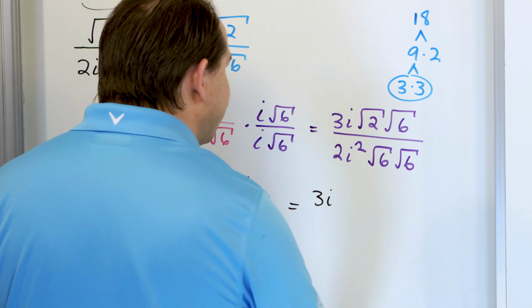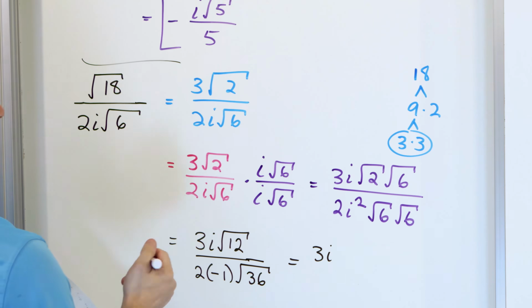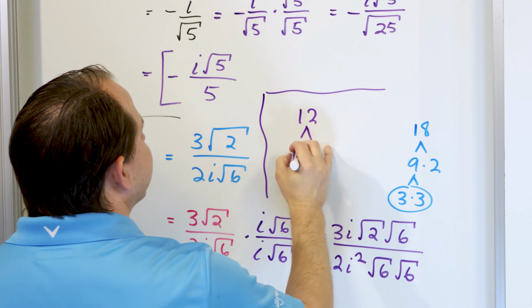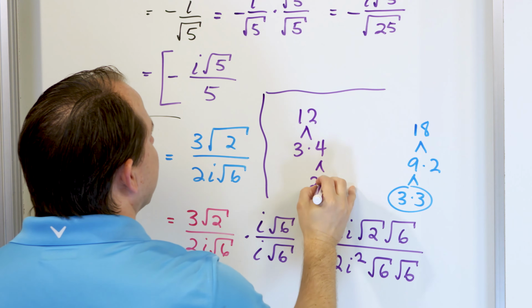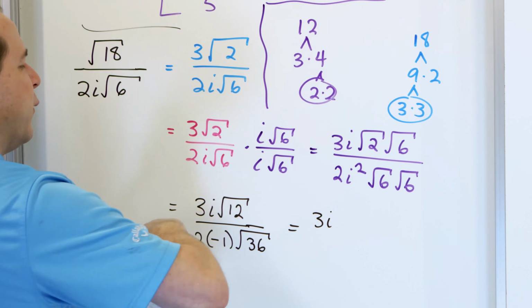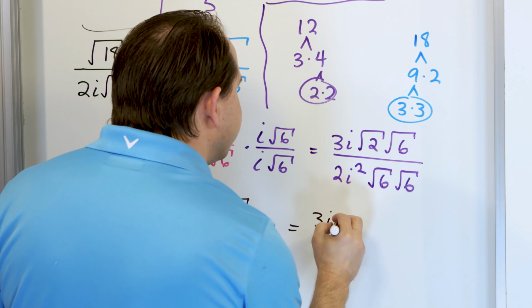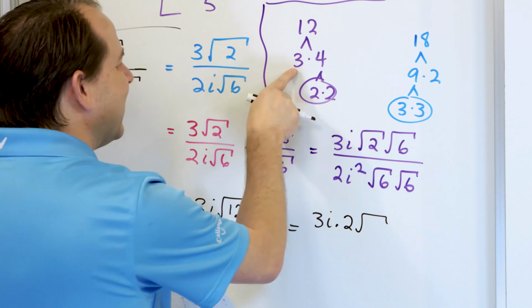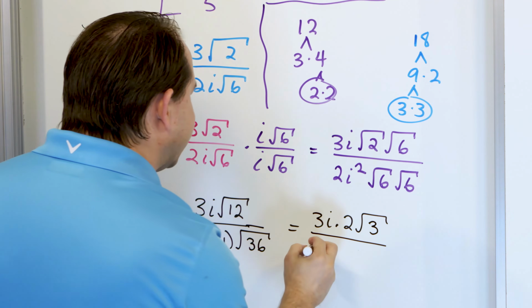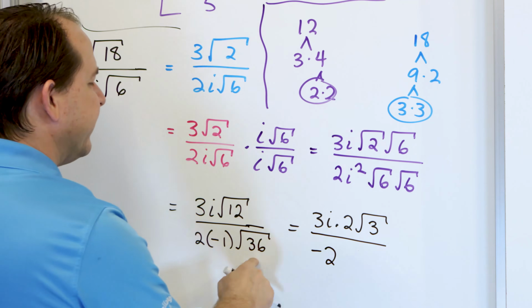Now the square root of 12 can be simplified as well, so let's go do it over here. Let's just find some room here. 12, well, we have 3 times 4, and 4 is 2 times 2, so we circle the 2's. So what I can say is that the square root of 12 is equal to 2 times the square root of what's left over, which is just the 3. In the bottom, negative times 2 is negative 2. Square root of 36 is just 6.